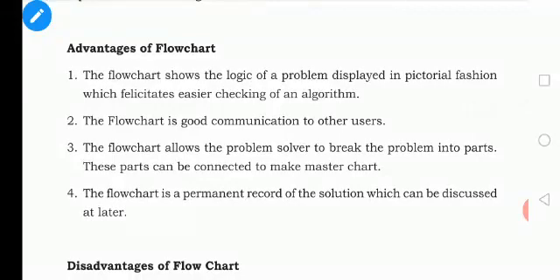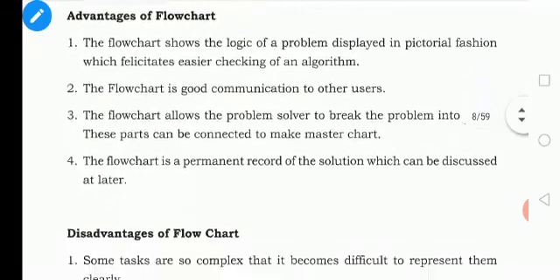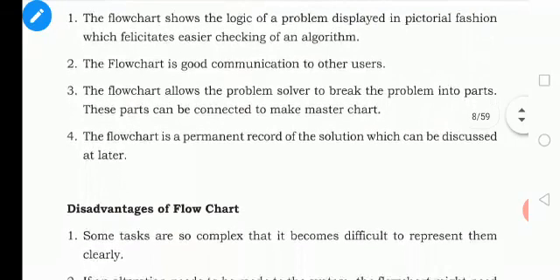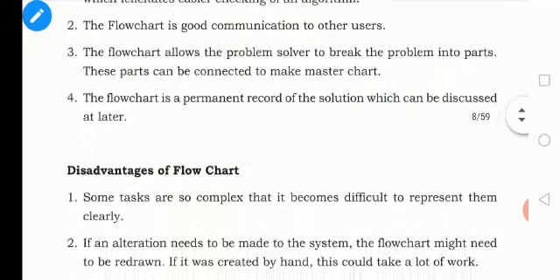So what are the advantages that we have seen? It is the pictorial representation, isn't it? So easy checking and good communication, and also it breaks the problem into small parts, and those parts can be connected to make a chart. Okay, then it is a permanent record of the solution which can be discussed later.